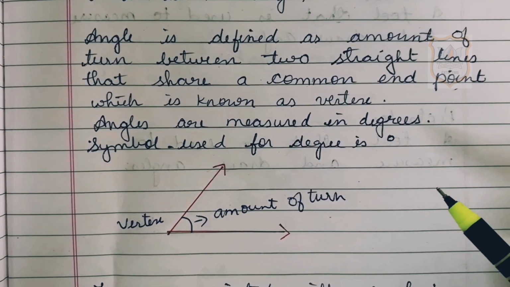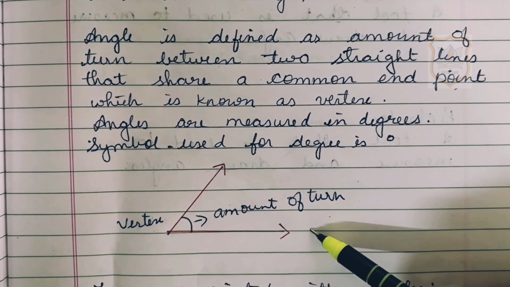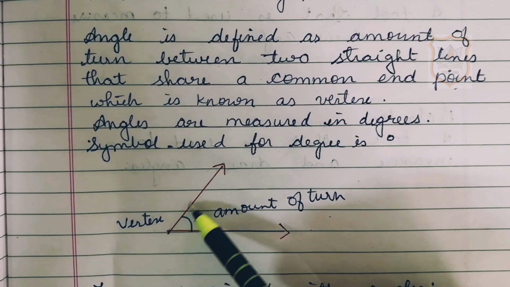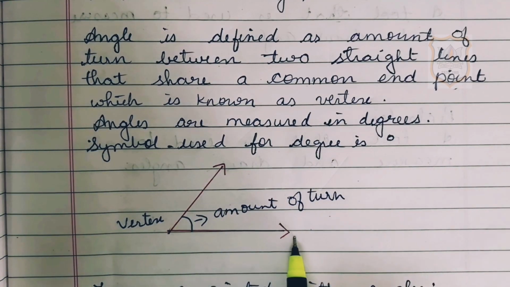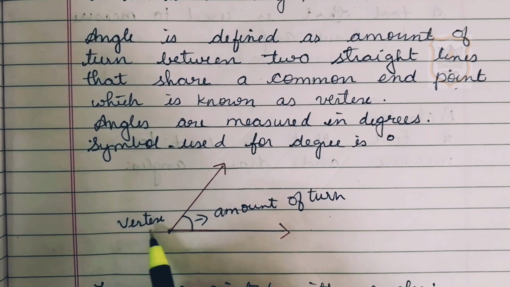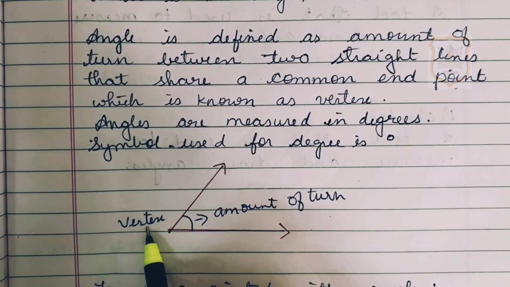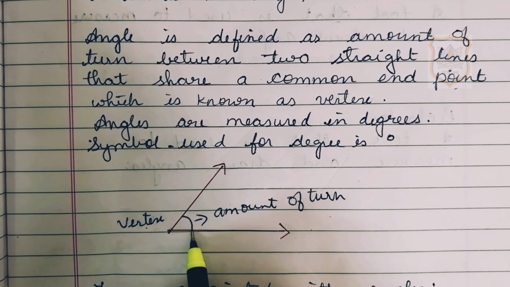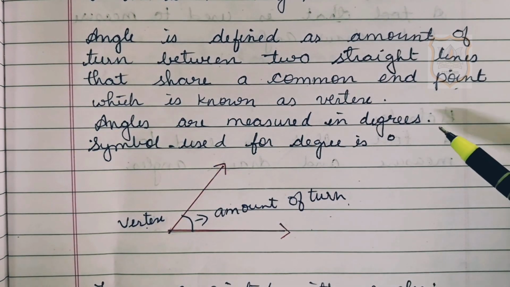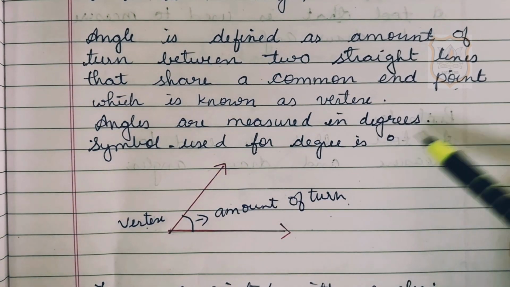Students, here you can see that this is an angle which is formed with the help of 2 straight lines. This is one straight line and this is another straight line, which share a common endpoint. This is called a vertex. And an angle is defined as the amount of turn which moves from this straight line to the other straight line. This much amount of turn is called an angle. An angle is measured in degrees and this is the symbol of degree.